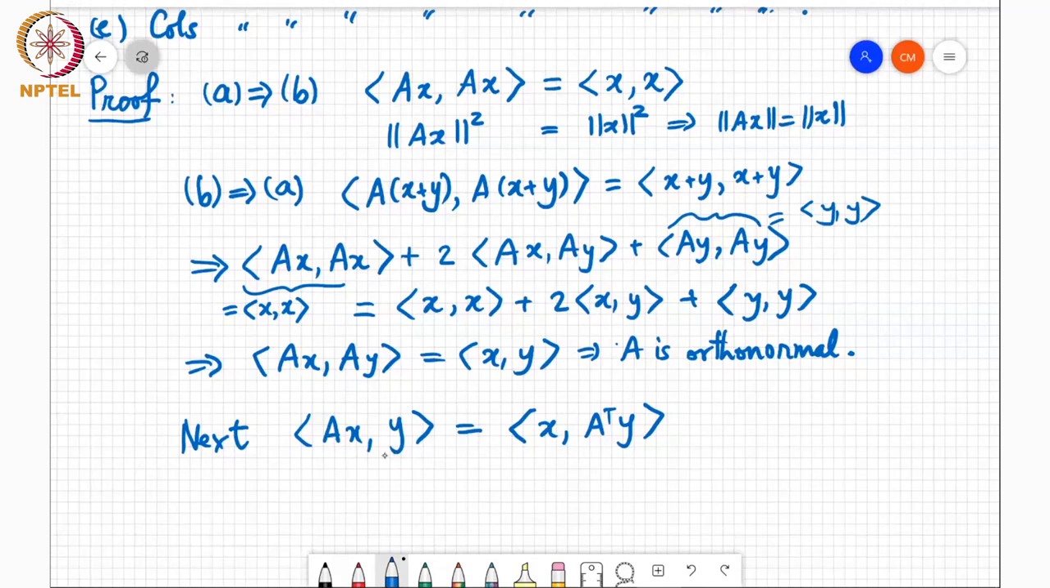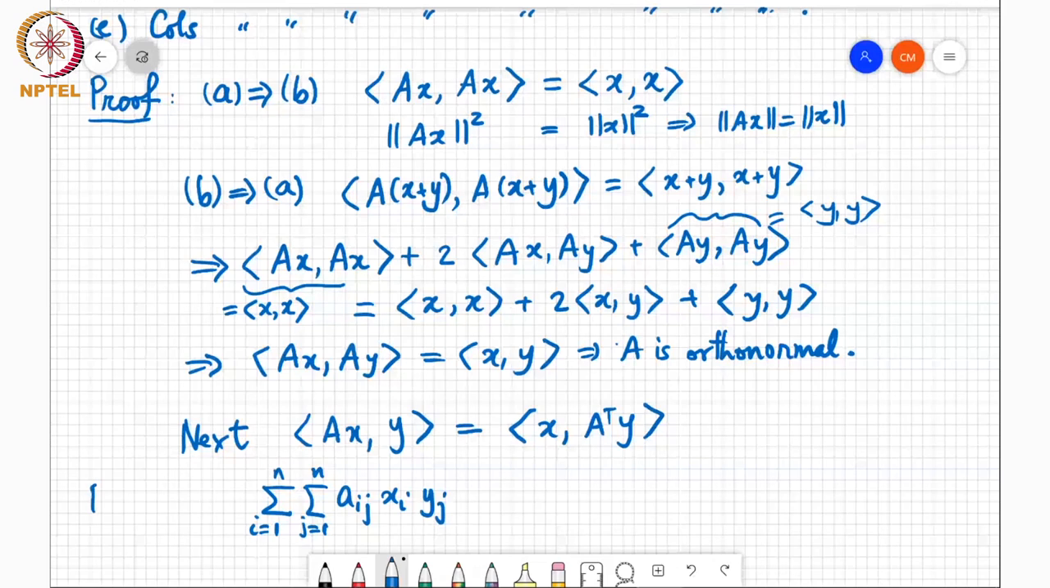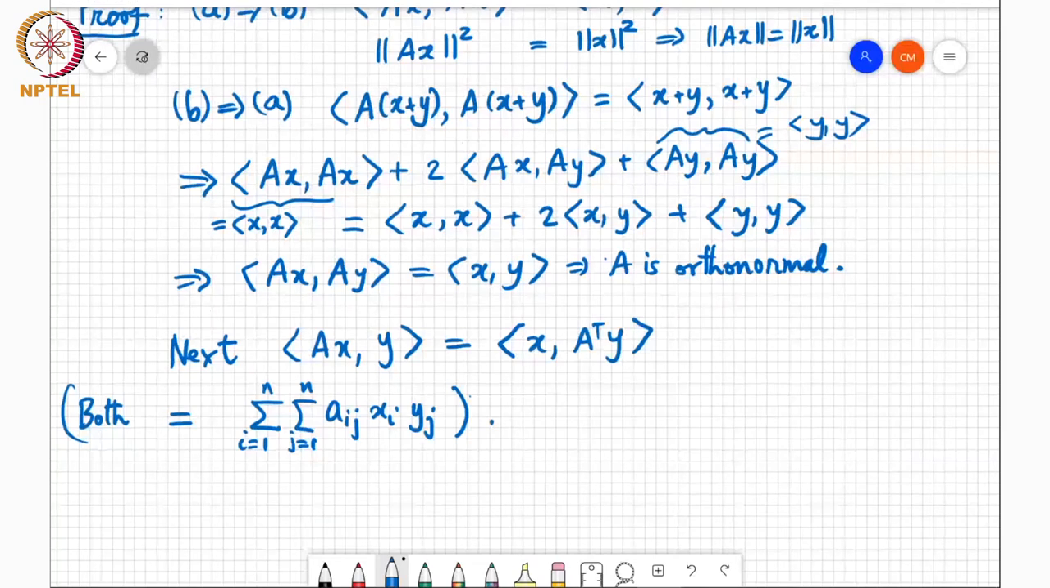So basically, this inner product of AX and Y is nothing but the summation over i equals 1 to n, summation over j equals 1 to n, of a_ij, x_i, and y_j. And if you expand this out in terms of the entries of A, you will find that this is also exactly the summation. So I should say, okay, now what I can do is, instead of Y, I will replace Y with AY. Then what happens is that I get, so I should write that out so we don't have confusion later.